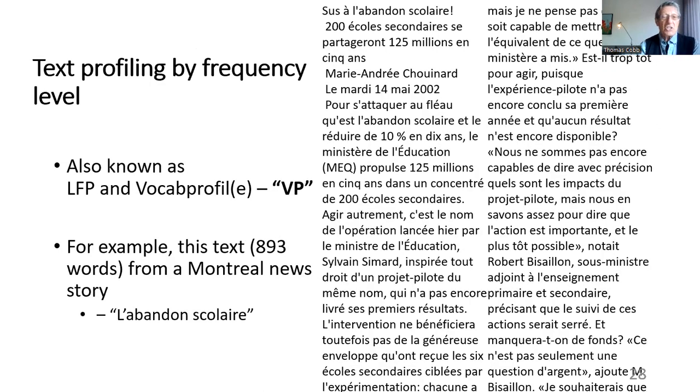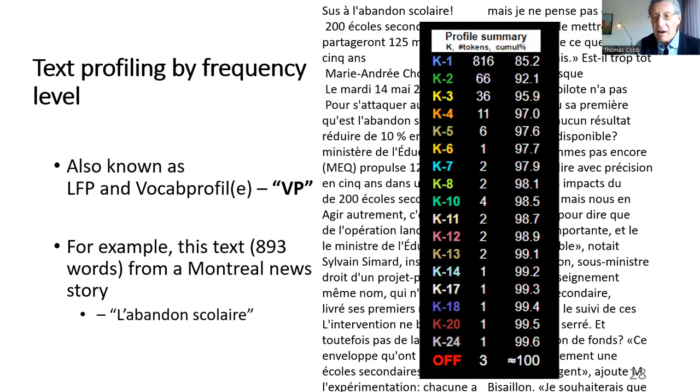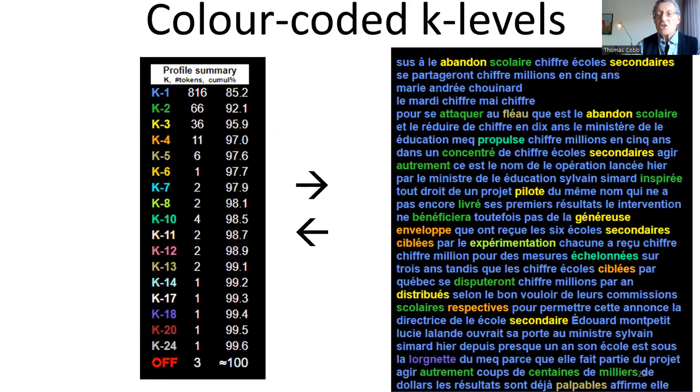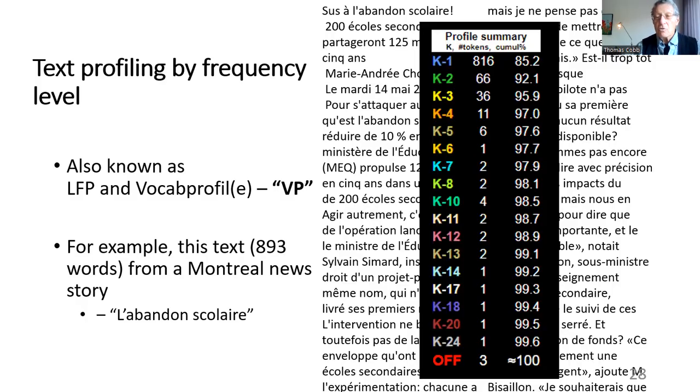So here, for example, is a text in French called Abondance scolaire. It's from a Montreal newspaper story, so it's a normal text like you would read in the paper. This is the profile of this text. So 85% of the words are in K1, 92% of the words are in K2, and so on. 95% of the words are in K3. In other words, this roughly means that a student who knows 3,000 words has 95% of the words in this text and probably can read it and make inferences about the rest, because that's what 95% means.